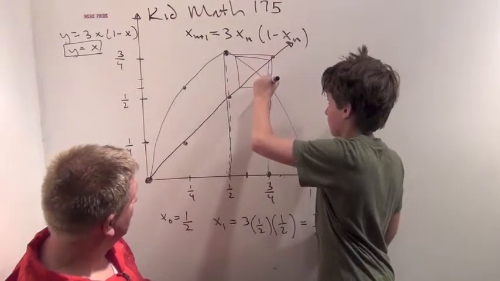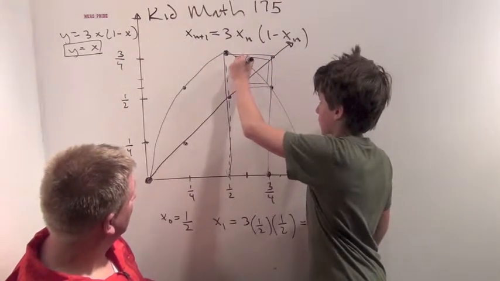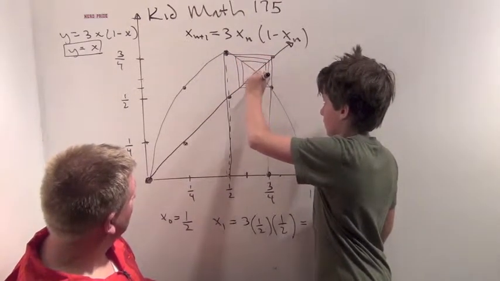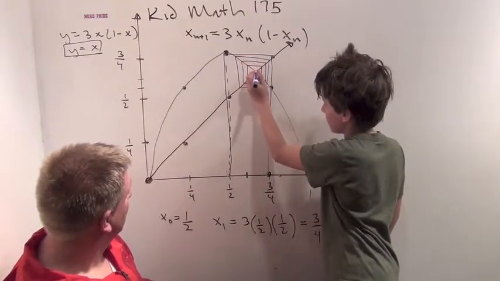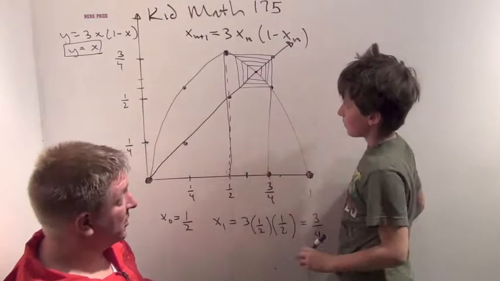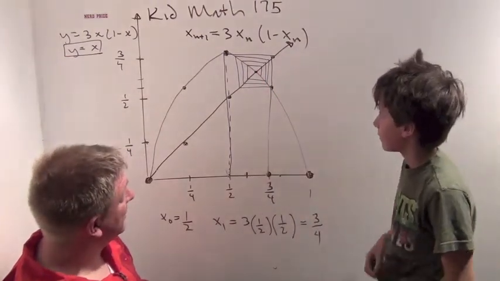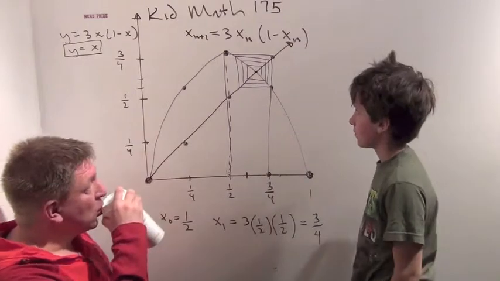Now down to the function. Over to the line. Up to the function. And we see this really amazingly cool behavior. It's like a spiral. It seems like it's going to converge to here. Well, maybe, we don't know. It looks like it's maybe converging into there.